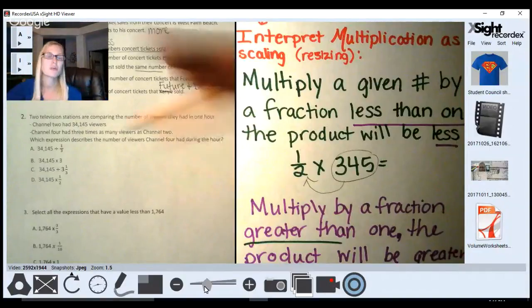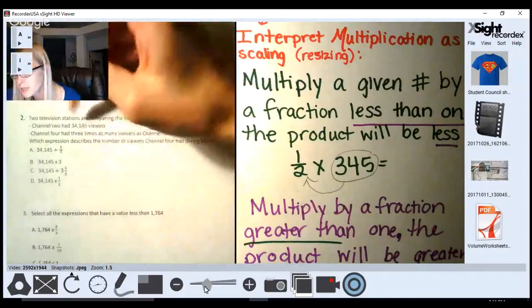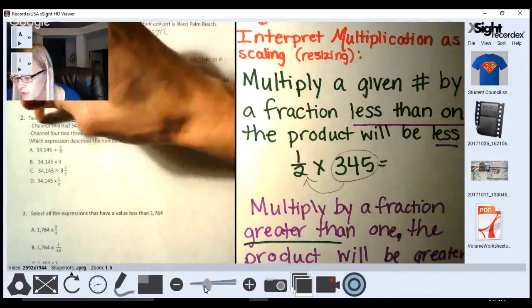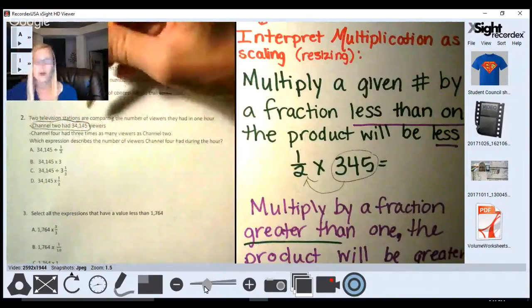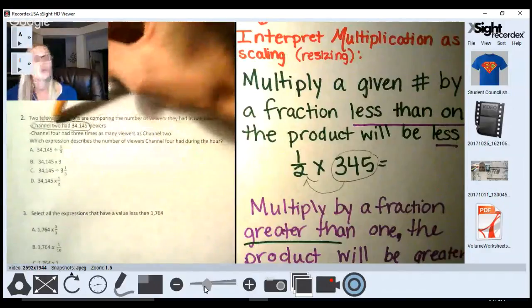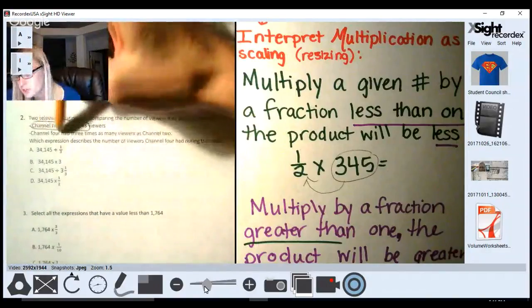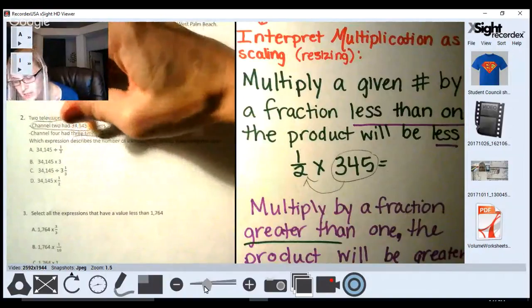So again, I'm going to use my cubes. I'm going to go through and unwrap my word problem. So my C is circling my number and what it represents. The first number I see is 34,145. And that represents the number of viewers that Channel 2 had. Look at your next one. Channel 4 says 3 times as many.